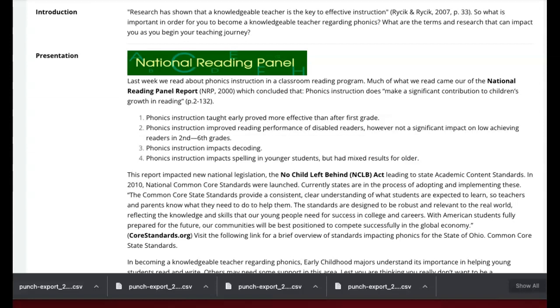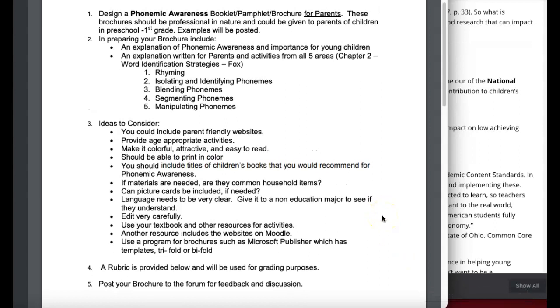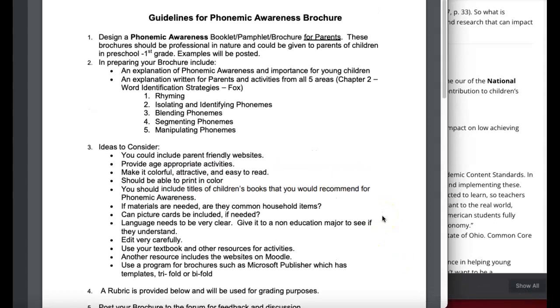All right, now I want to look at the directions and the rubric for your phonemic awareness brochure. These are your guidelines. You are designing this brochure, pamphlet, booklet, whatever you want to call it, about phonemic awareness, and it is for parents. These should be professional in nature, and it's something that you could give to parents of children in preschool through first grade.